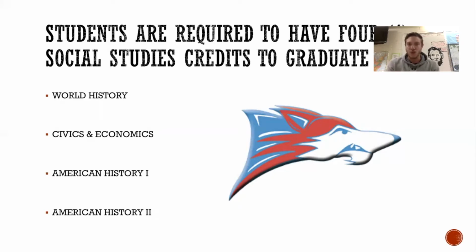Normally, you're going to start out with world history, unless you're on the AP track, and we'll talk about that in a minute. Then, as a freshman, you'll take world history. As a sophomore, you'll take civics and economics. As a junior, you'll take American History 1, and as a senior, you'll take American History 2.